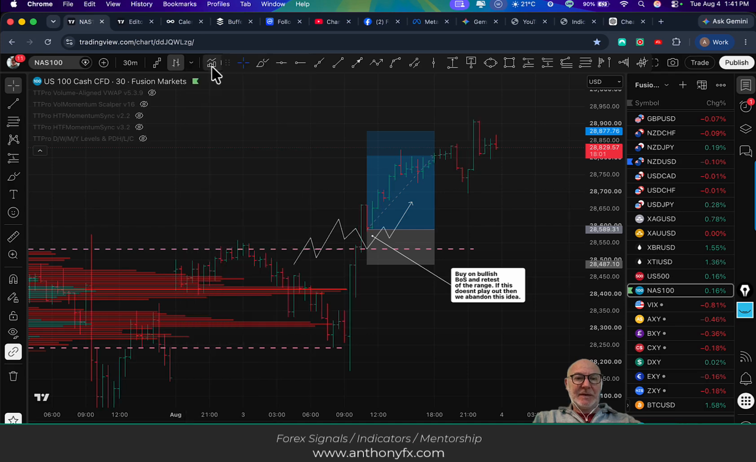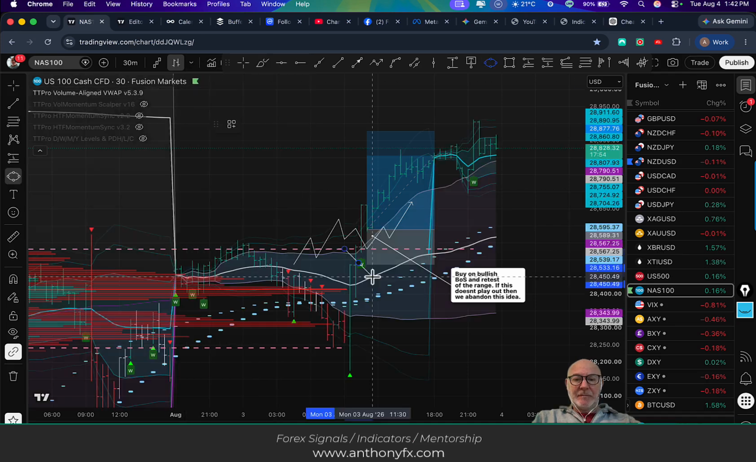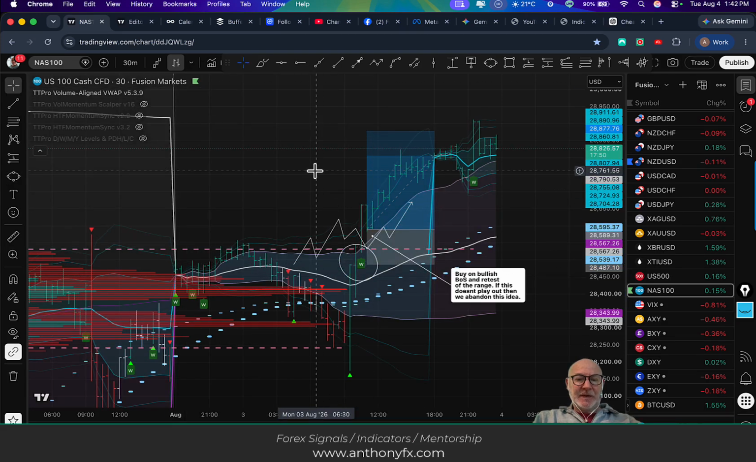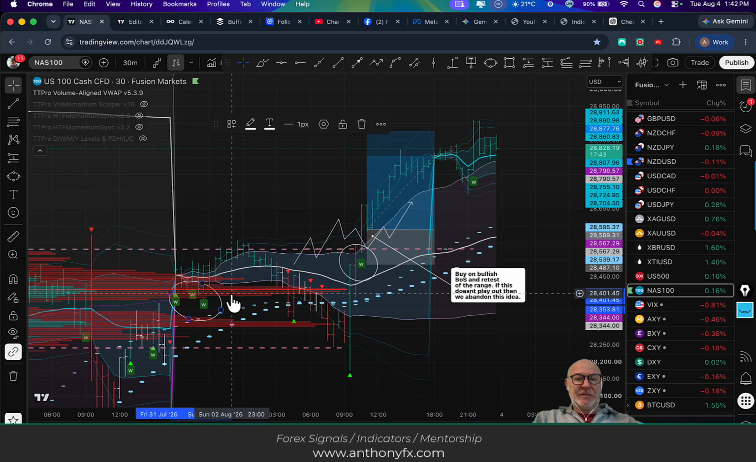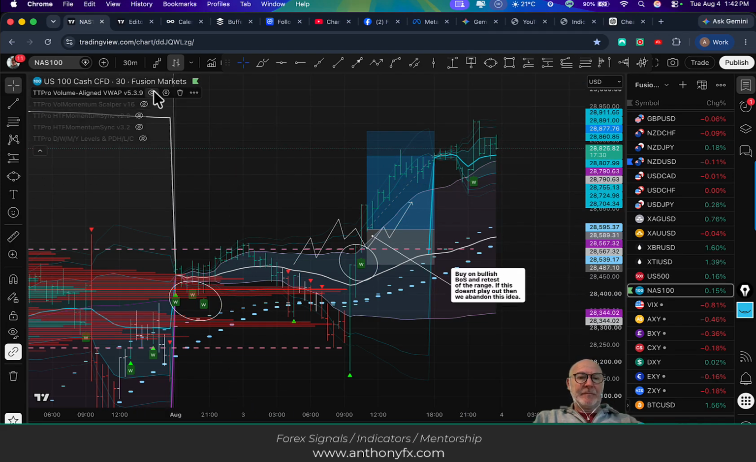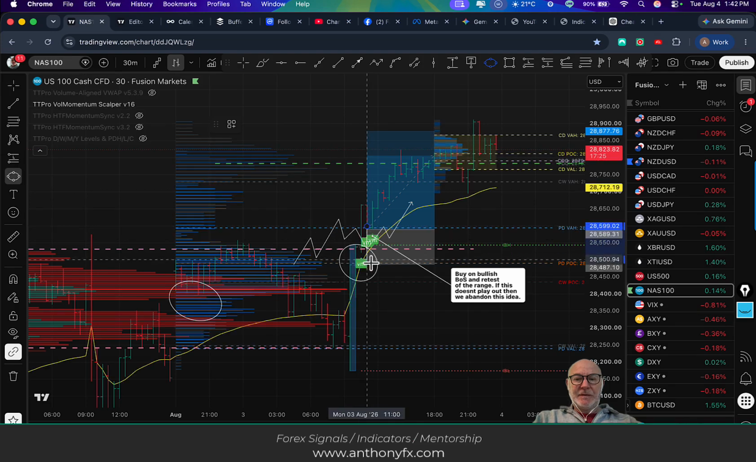Just go to a bar chart. Make life easy for yourself. There's your alert right there. Any of these green alerts would have worked really nicely. This is coming from our VWAP indicator. Right, here's the other one. There's your alerts right there, coming from the vol momentum.